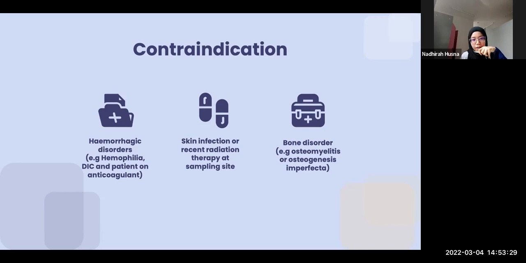The second one is skin infection or recent radiation therapy at sampling site. And the third one, if there is any bone disorder like osteomyelitis or osteogenesis imperfecta, we should avoid doing bone marrow aspiration and biopsy because it can cause iatrogenic injury to the patient. Next.